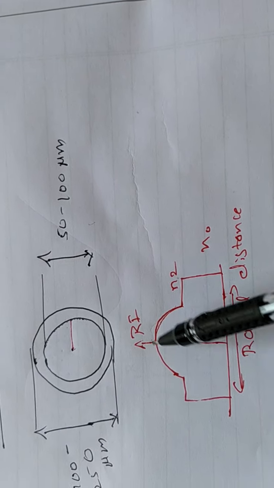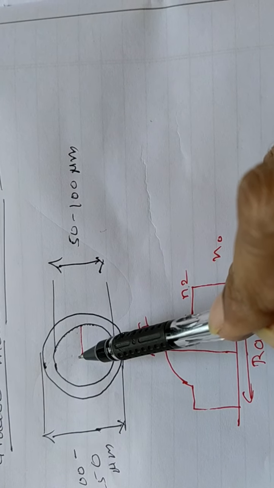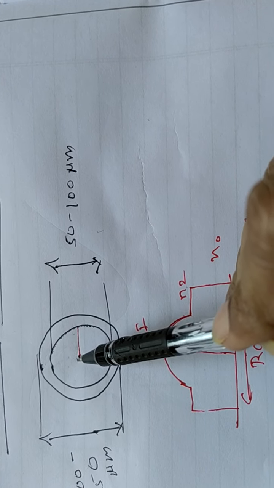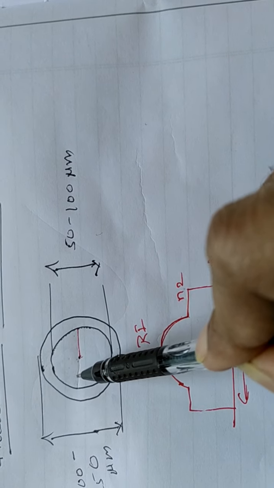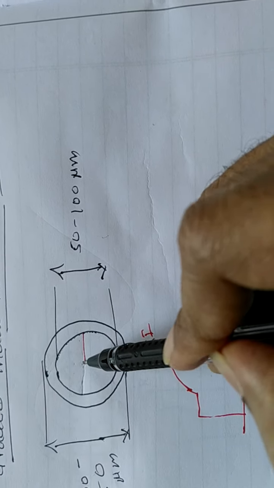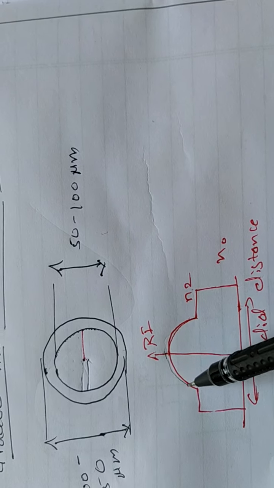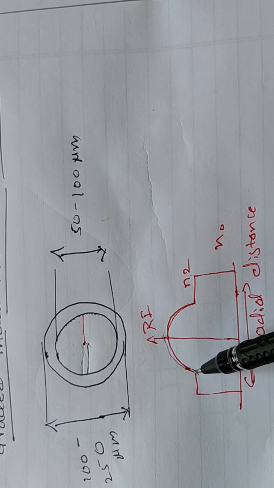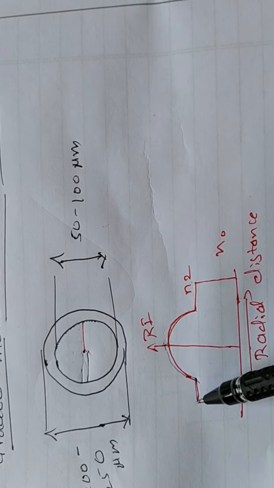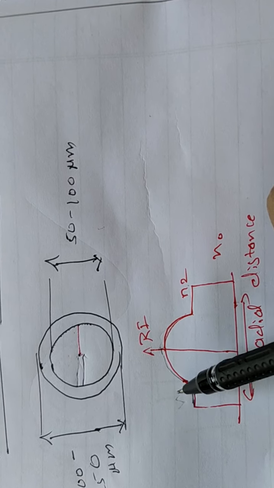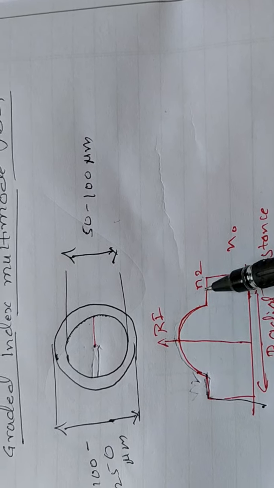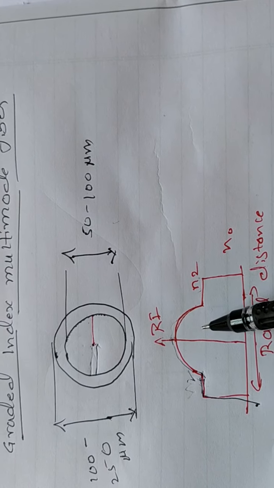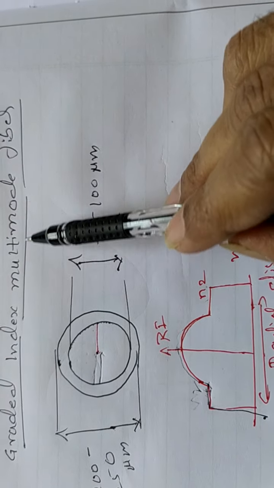At the same time, on this side also, the refractive index of the core is subjected to variation. From the center it is maximum, and gradually it is made to decrease like this. Then at the core cladding interface, it is again minimum. Cladding has got uniform refractive index N2, and there is an outside medium. So the refractive index profile takes the shape of a dome. This is what we call graded index multimode fiber.